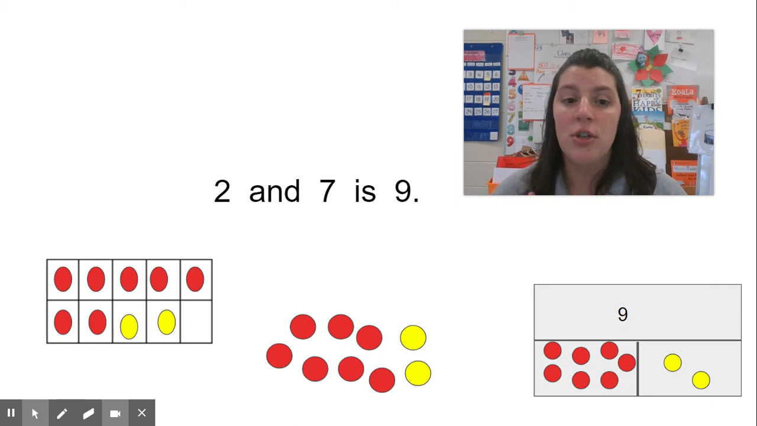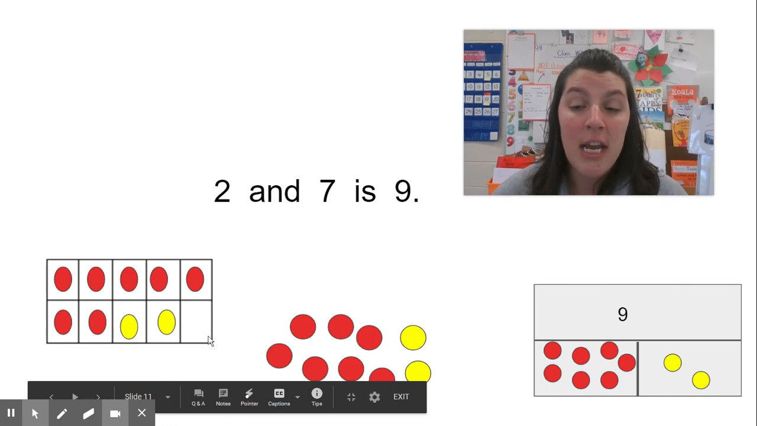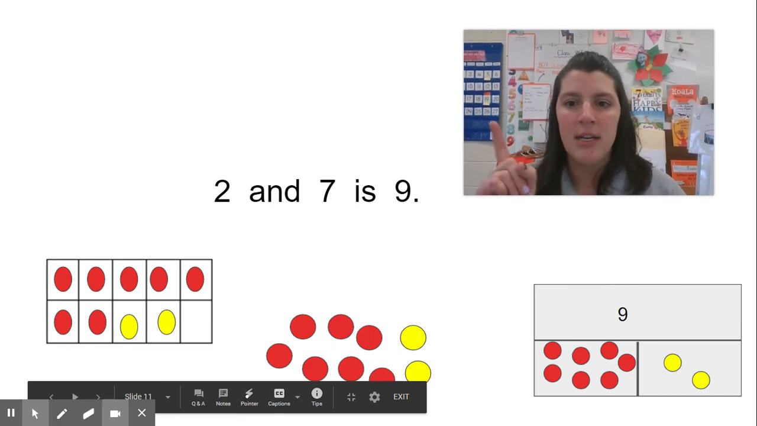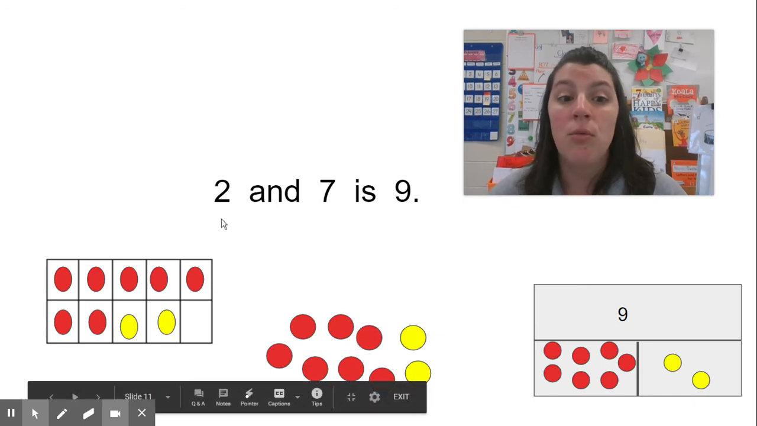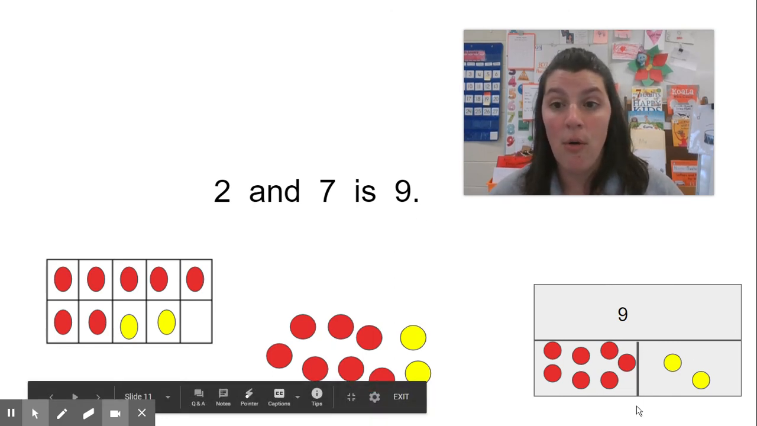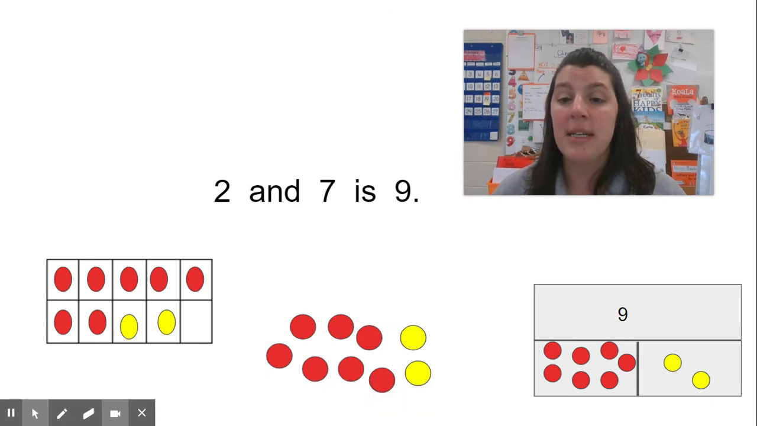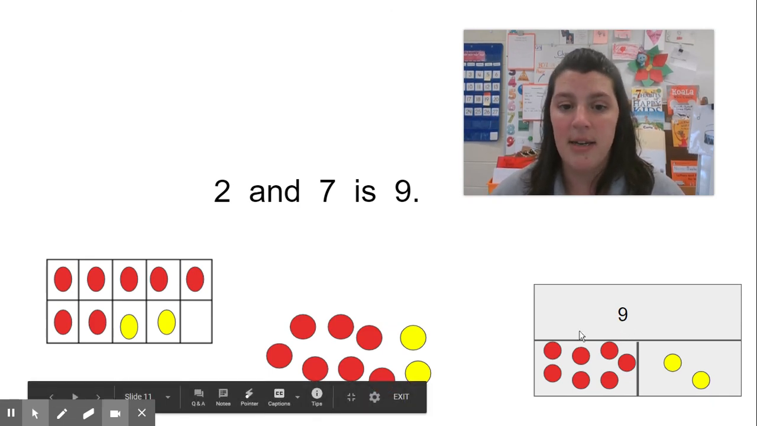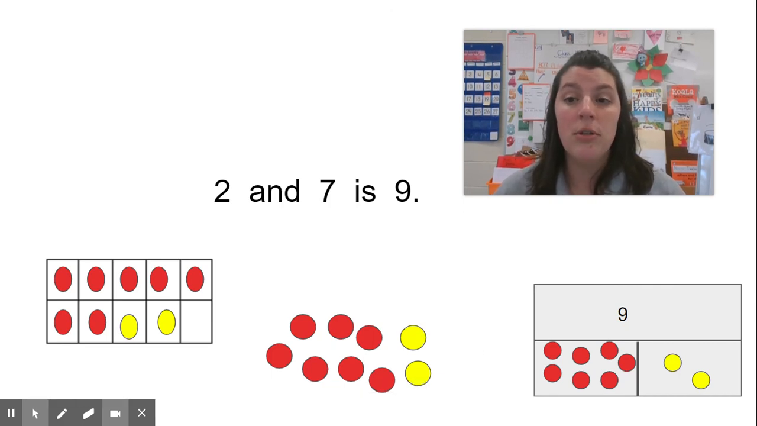All of these pictures showed 2 and 7 to make 9. But can you use one of these things to show me a different way to make 9? So maybe you're going to get out your 10 frame and show me a different way to make 9. You can't use 2 and 7. Maybe you're going to write a number sentence to show me a different way to make 9. Maybe you're going to draw a part whole mat and show me a different way to make the number 9. Try to choose something that challenges you and then send me a video showing me which tool you used and the different combination you used to make 9.